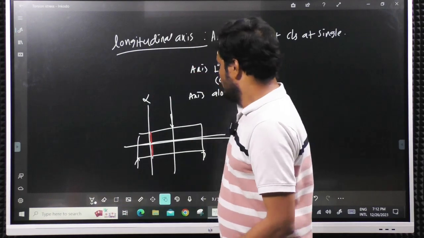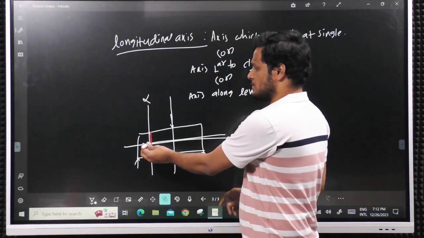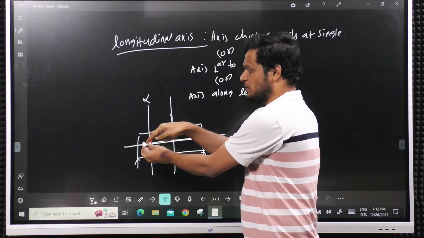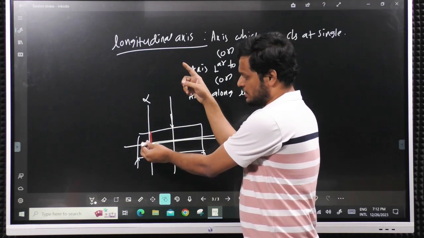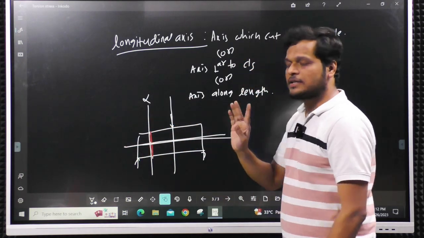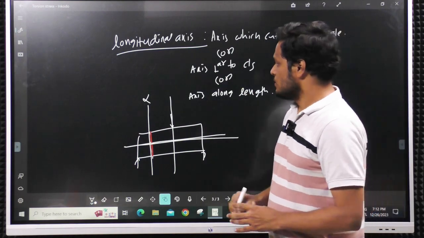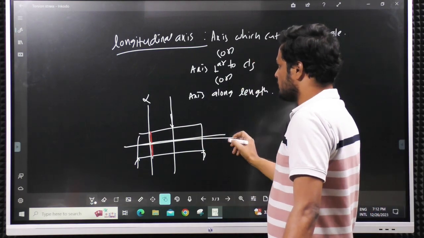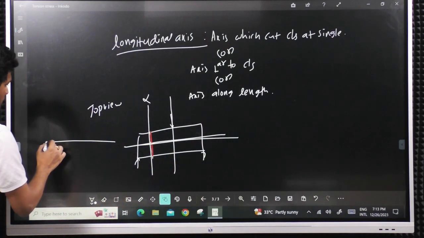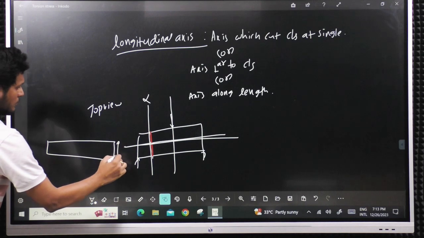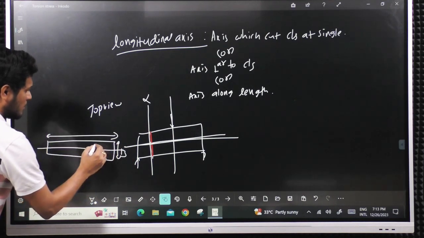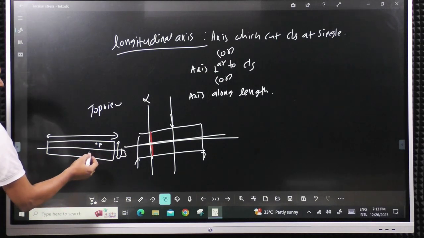Okay. Next, with respect to x-axis, is it meeting? No. Is it parallel? No. So with respect to x-axis, it is not meeting, not parallel. With respect to z-axis, it is not meeting, not parallel. Okay. So this load will create... this is breadth and this is length. Okay. You are applying the load slightly away.